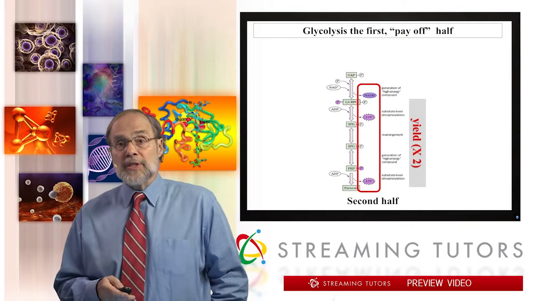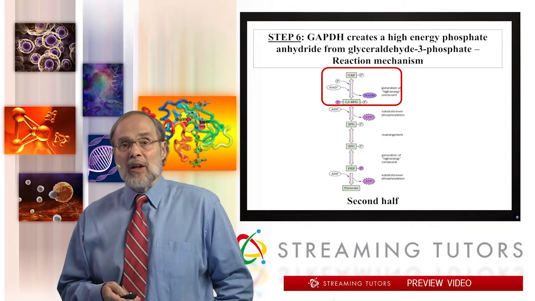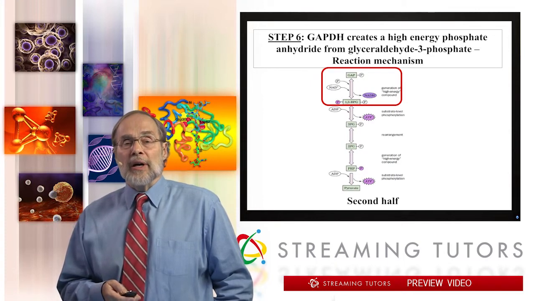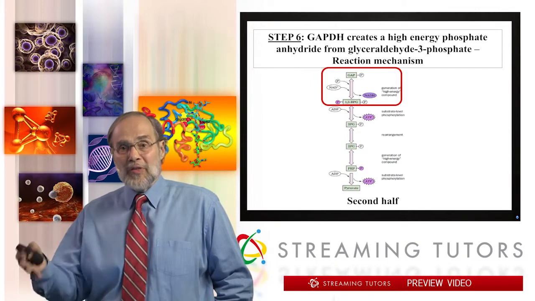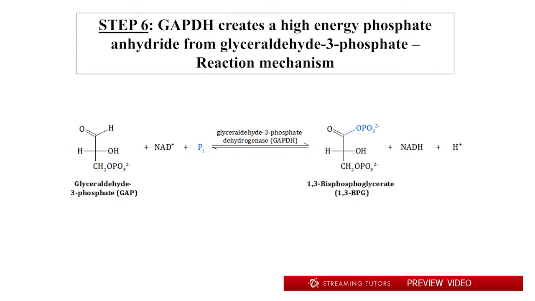Okay, so this is the beginning of the second half, the payoff half of glycolysis. And let's look at the first reaction, glyceraldehyde 3-phosphate dehydrogenase, GAPDH for short. And let's look first at the reaction that's involved. Notice the cofactor that's involved here, the other actor.